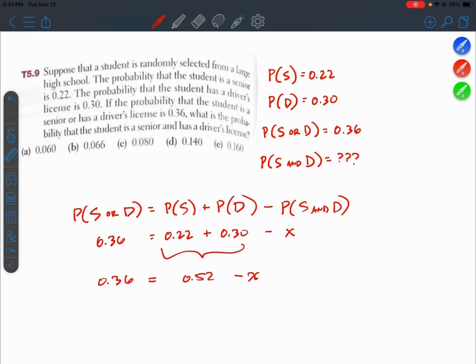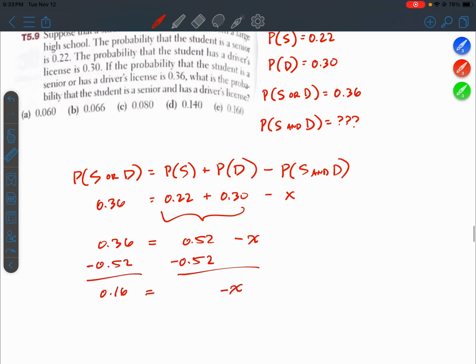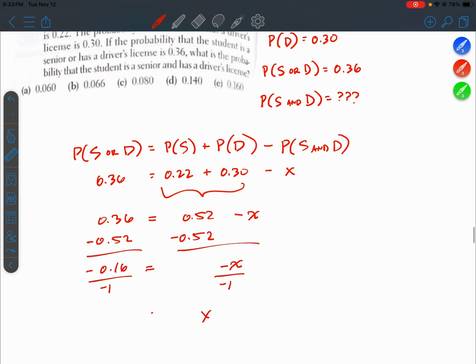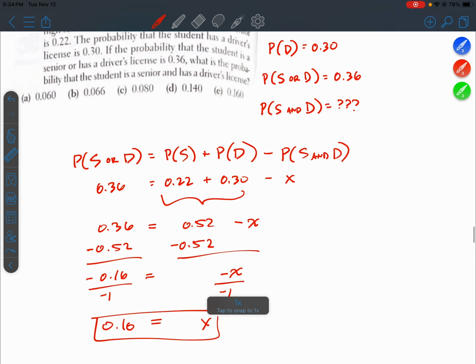I guess we could add 52% to, oh no, sorry, subtract 52% from both sides. We get negative X is equal to, what's that going to be, 36 minus 52, negative 16. And then divide both sides by negative 1. So X is equal to 16%. And that matches choice E.